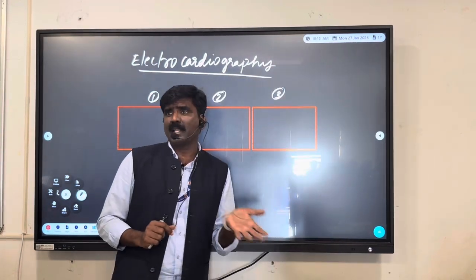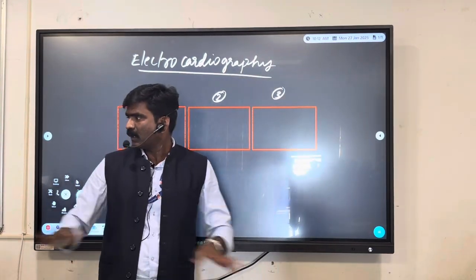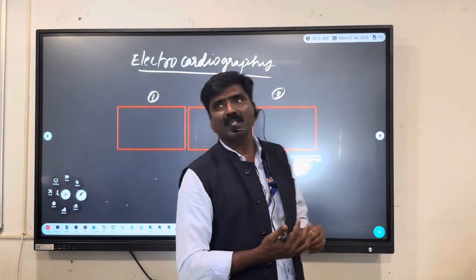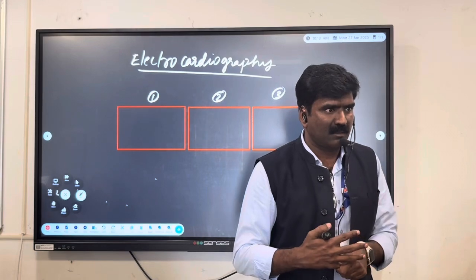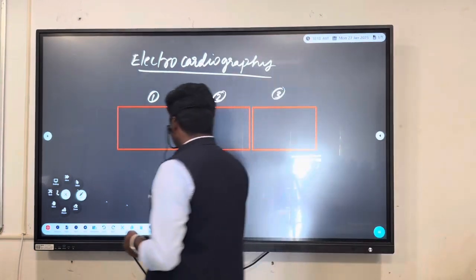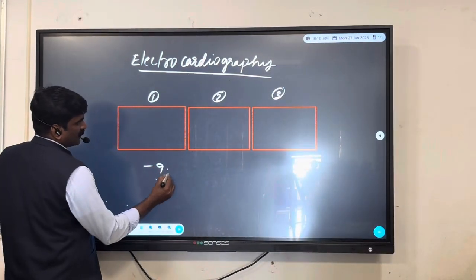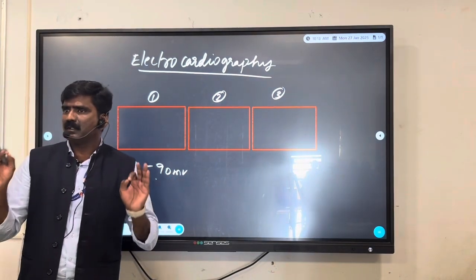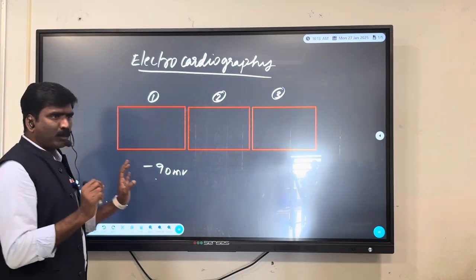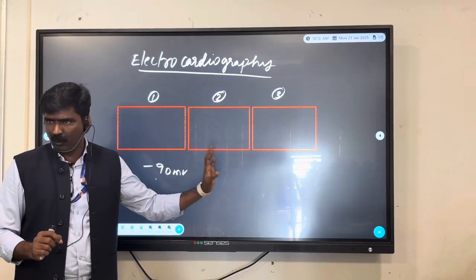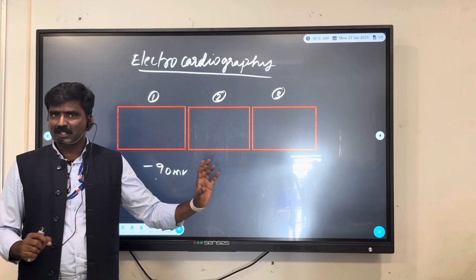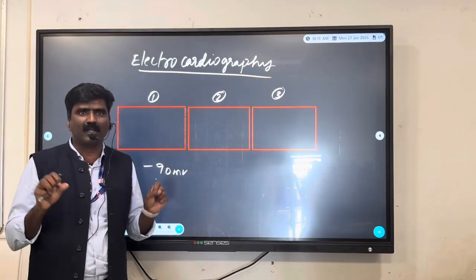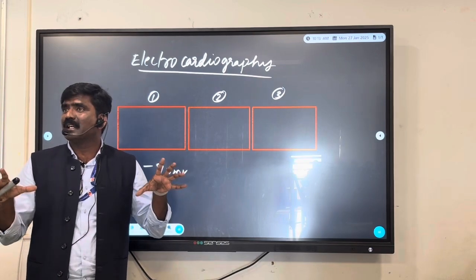And how much is it? Normally, how much is the resting membrane potential inside the cell? Yes, minus 90 millivolt, right? If the membrane potential is minus 90 millivolt, then the cell is said to be resting. That is, it is not contracting, it is in a state of rest.